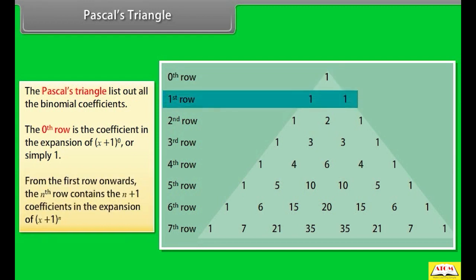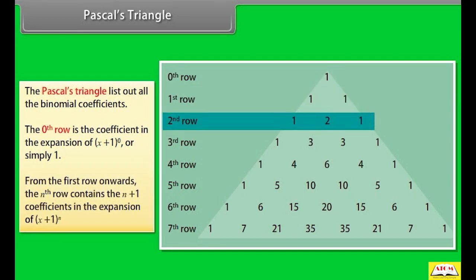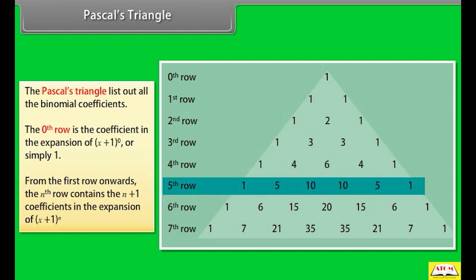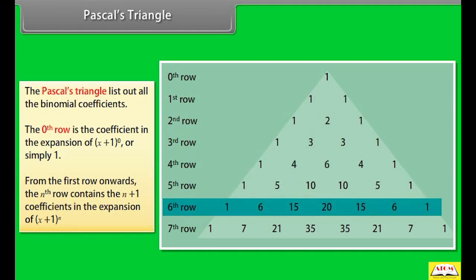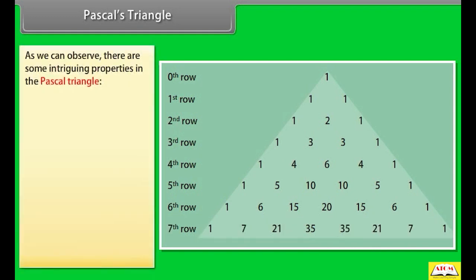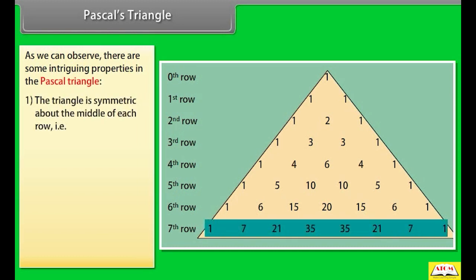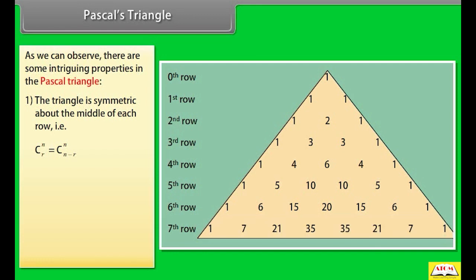From the first row onwards, the nth row contains the n + 1 coefficients in the expansion of (x + 1)ⁿ. As we can observe, there are some intriguing properties in Pascal's triangle. The triangle is symmetric about the middle of each row, that is, nCr = nC(n−r).